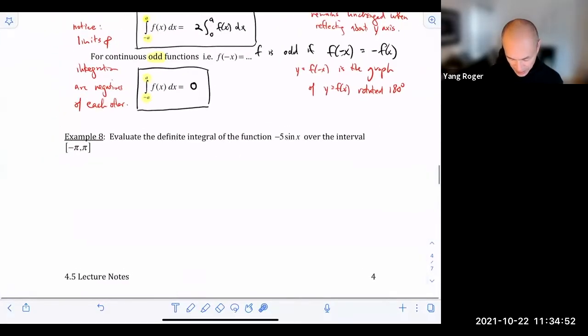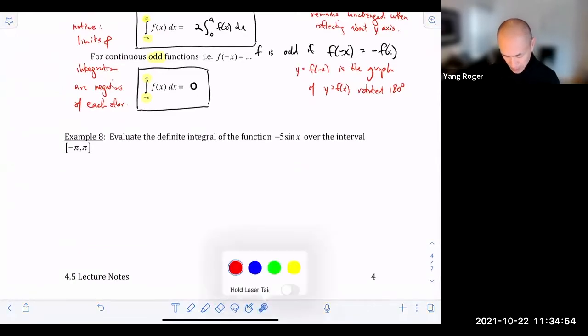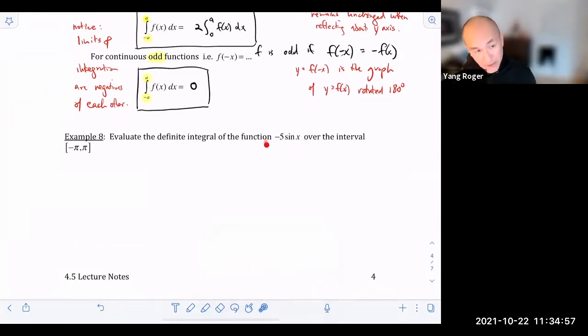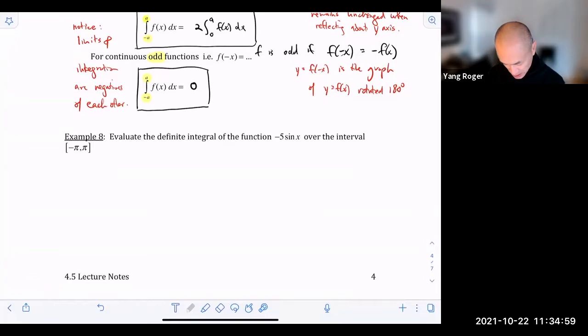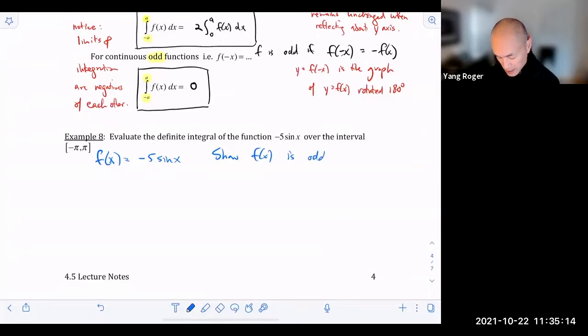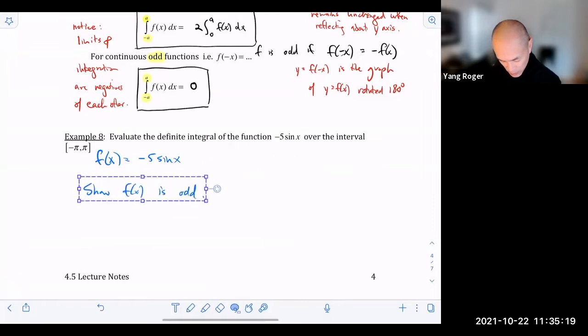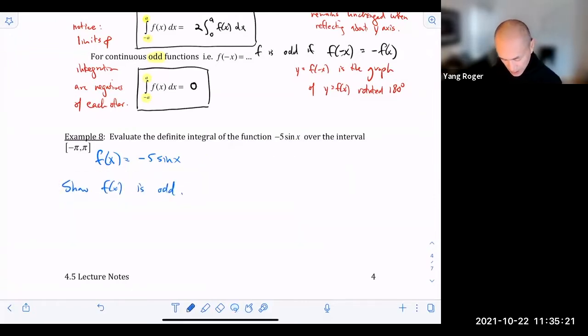Let's take a look at example 8 together. When I look at this graph, this function right here, we have f of x equal to -5 sine of x. I claim that this is odd, so I want to show that f of x is odd. How do I do that? I use the algebraic definition. I need to show that f of -x is equal to -f of x.